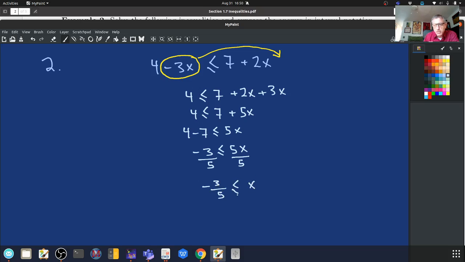So you should verify on your own, by doing the number line, that in interval notation this is the answer. So it's all numbers x greater than or equal to minus 3/5. So minus 3/5 is included in the set, and then anything going on up to positive infinity works.